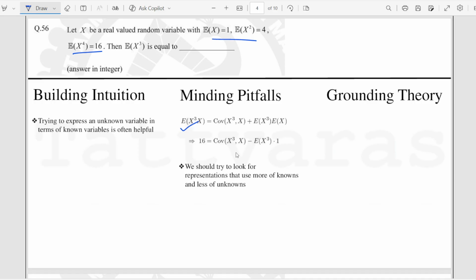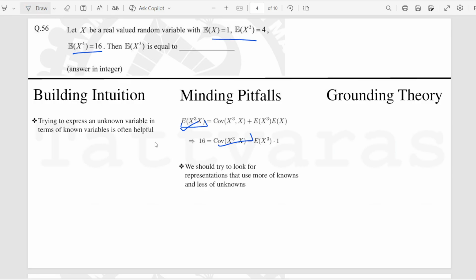Because in this one, okay, you wrote expectation of X cube in terms of this covariance and expectation of X to the power 4. Expectation of X to the power 4 you already know. It's given. But what about this covariance? Then it becomes an additional overhead you don't know. So this is not a nice way to go about it.